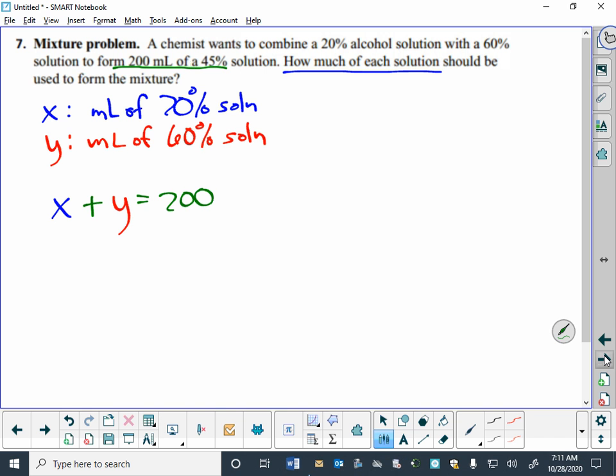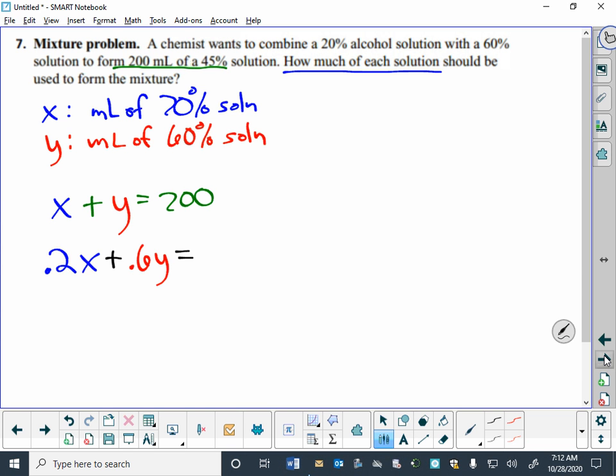The other equation here, we're going to focus on how much actual alcohol is in these things. So using the percentages here, we've got 20% of the milliliters of the 20% solution are going to be pure alcohol. And if we add that on to 60% of the milliliters of the 60% solution are going to be pure alcohol, then this is an equation about how much pure alcohol is going to be in this mixture. The rest of it's water, right?